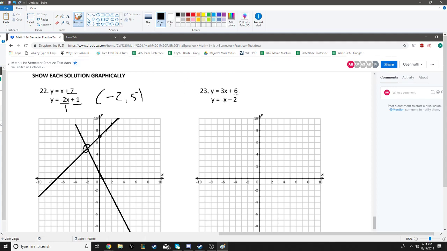Okay, for 23, same deal. Start at positive 6 and go up 3 over 1. Up 1, 2, 3 over 1, put a dot. And graph it using a straight line.